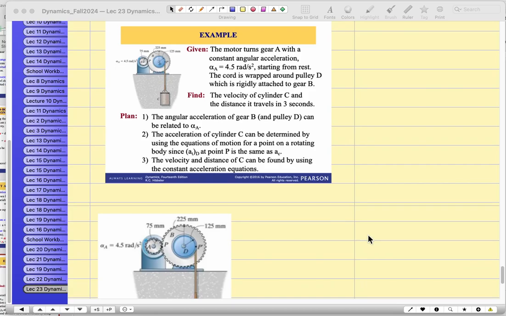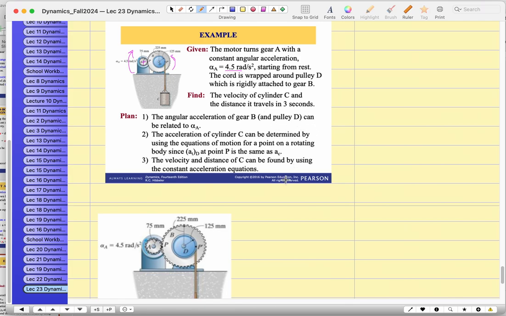The question is asked: the motor turns gear A. This is gear A, with a constant angular acceleration. Gear A is rotating clockwise, gear B is rotating counterclockwise, and gear A has a constant angular acceleration.